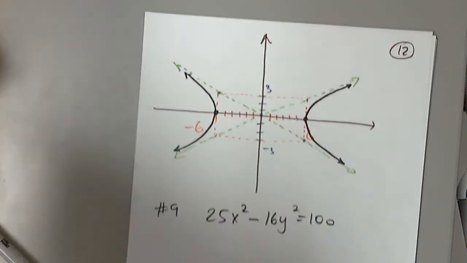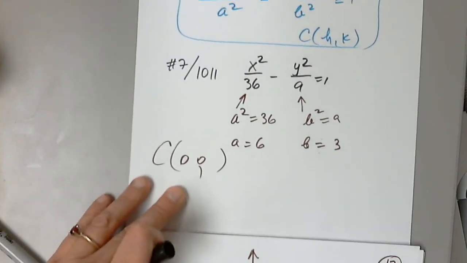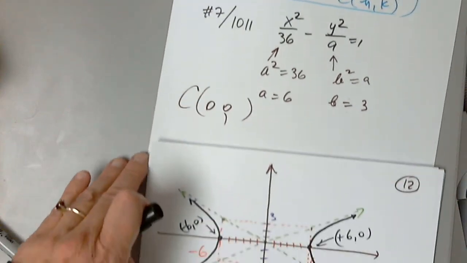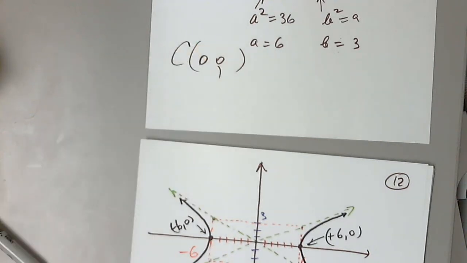So minus 6 and 6 are called the vertices? Yes. This vertex is negative 6 comma 0, and this is at positive 6 comma 0. And what about minus 3 and 3, these two points? Nothing. They're not part of the hyperbola. I need that box in order to be able to correctly graph the hyperbola.